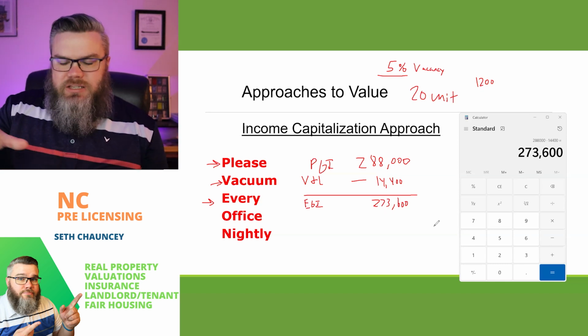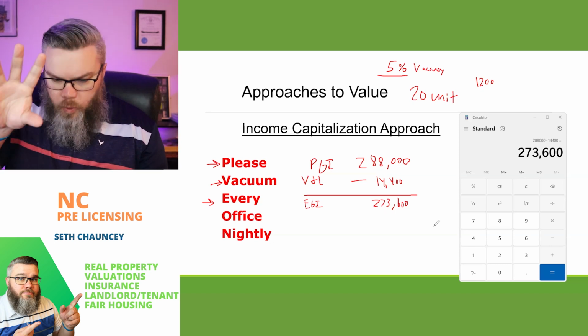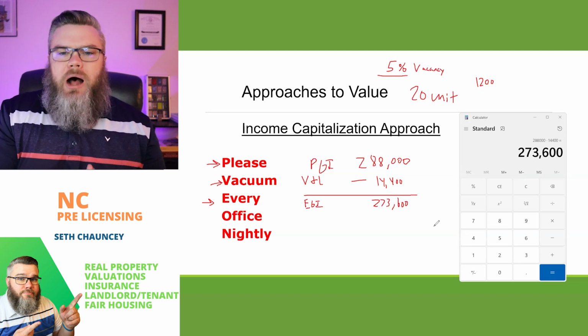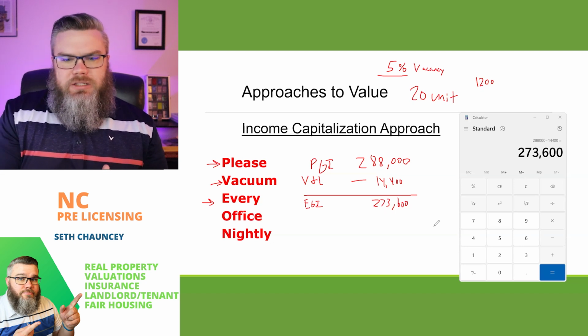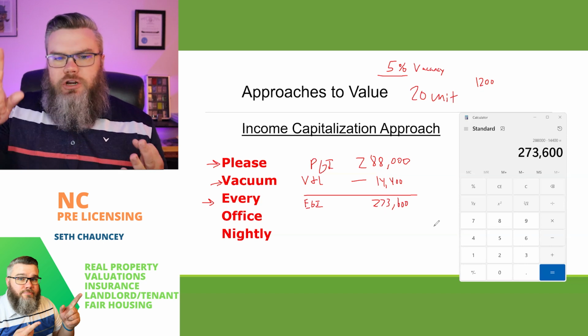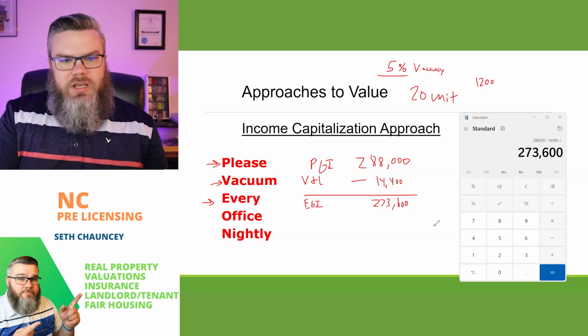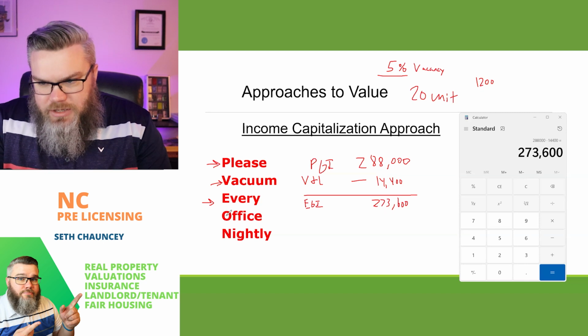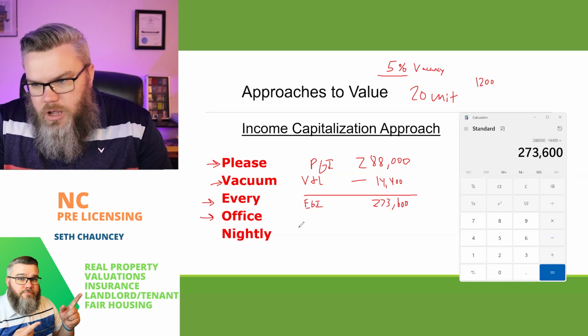So the next piece of this is where we get into the actual word net, okay? You have operating expenses. Operating expenses are your taxes, your insurance, your property manager, your utilities, everything that it costs to keep this place afloat. So that is this right here, O, operating expenses.